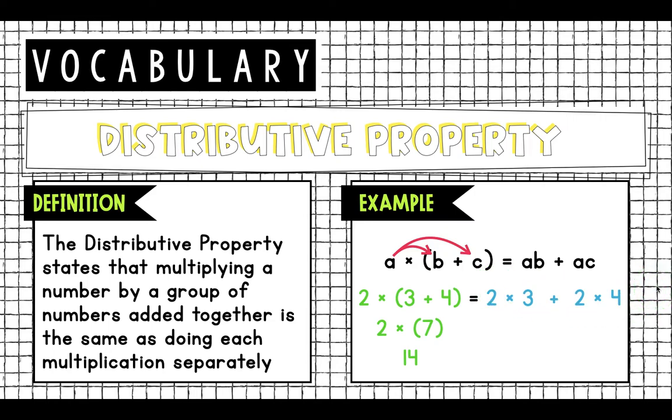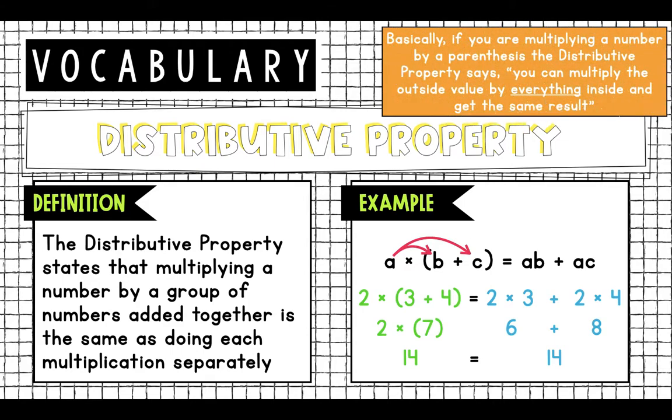I know that 2 times 3 is 6 and 2 times 4 is 8. So that would become 6 plus 8. And when I add those together, I still get 14. So the distributive property basically says if you're multiplying a number by numbers within a parentheses, you can multiply the outside value by everything inside and still get the same result.